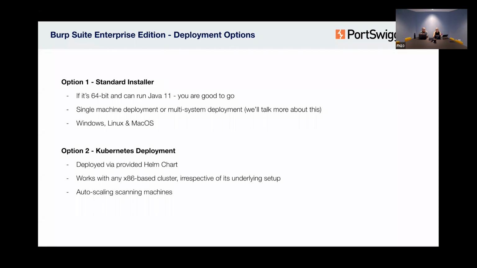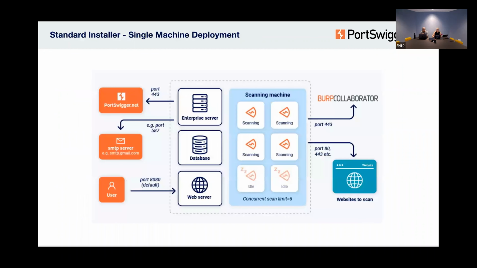And then we also have the advantage of auto-scaling, which again we'll cover in a sec. So that standard installer single machine deployment looks like this. And as the name suggests, everything is installed on the same machine. Could be a laptop, VM, physical desktop, whatever your choice is. All the components live together, and it's great for a POC or trial review. Nice and simple to get set up.